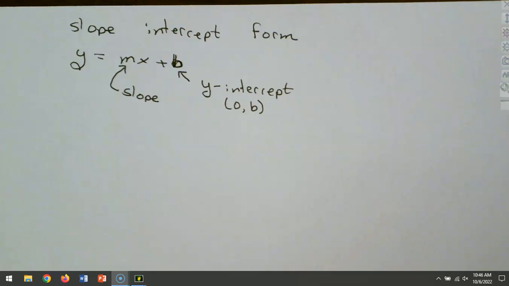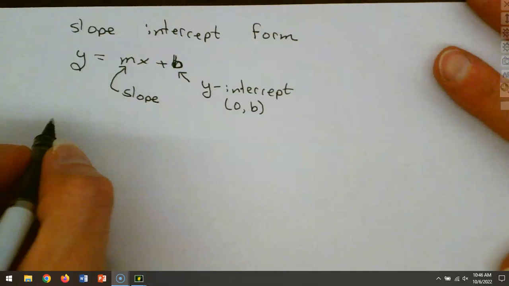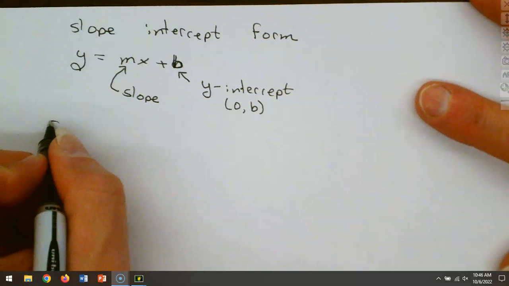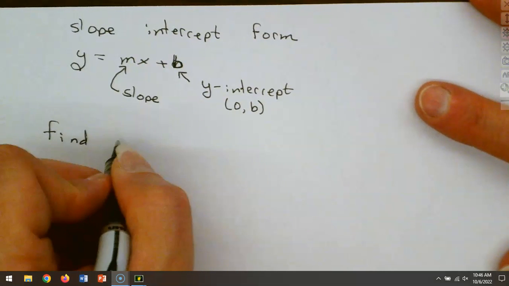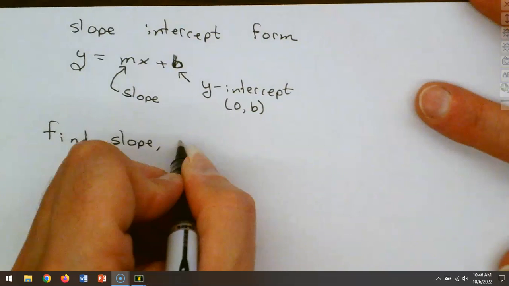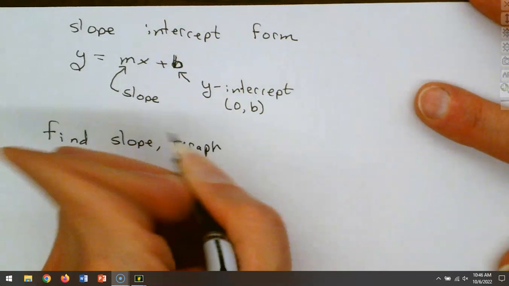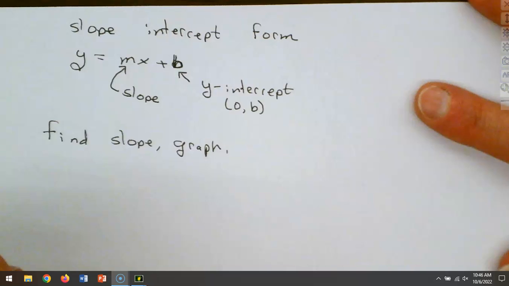So we're going to do a couple of these, and then that'll be it. So we'll probably do 2, maybe 3 if we have time of these. And what I want you to do on these is find the slope, graph, and also get the domain and range.